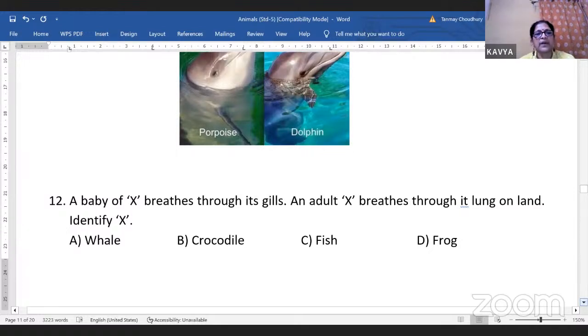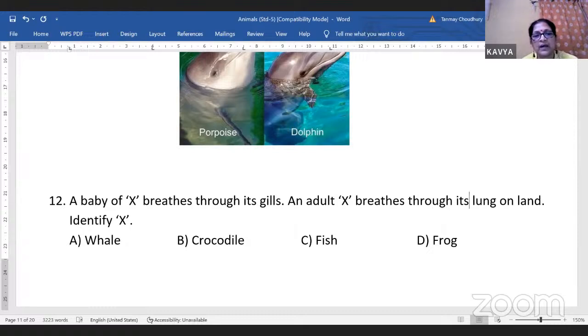Okay. The baby of X breathes through its gills. The baby, the young one of X, breathes through its gills. The adult X breathes through its lungs on land. So identify X. What can it be? It will be fish. It will be frog. It cannot be whale because whales do not have gills. I told you about the whales when we had done the breathing organs of the organisms.